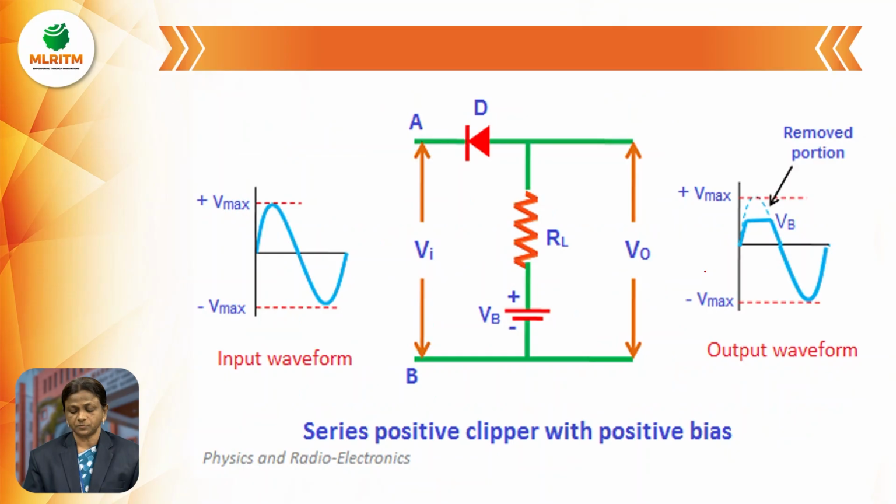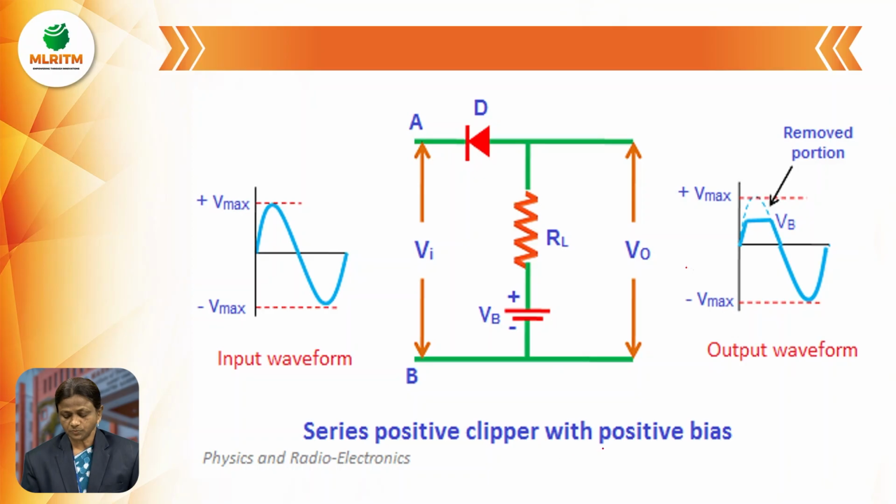Next one, series positive clipper with positive bias. Series positive clipper with positive bias means connecting one battery or one reference voltage in series to the load resistor RL. Here the reference voltage or biasing voltage is represented as VB. The longer terminal is positive, the shorter terminal is negative. The longer terminal is connected to the anode of the diode D through RL.